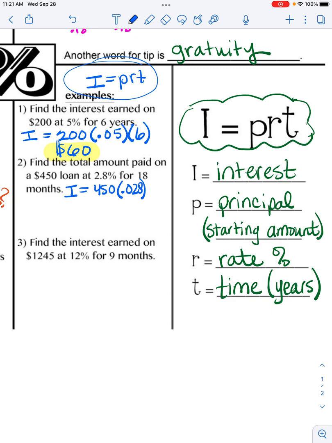We have to do that anytime we get rid of a percent sign. And then it says for 18 months, but we said that the time is always measured in years in this equation. So we have to ask ourselves, how many years is 18 months? If you don't know, you can divide the number of months by 12 because there are 12 months in a year. So 18 divided by 12 is 1.5. It's 1.5 years. So that's what I need to use in my equation. Always the number of years, not the number of months. So I'm going to put those numbers into my calculator. 450 times 0.028 times 1.5 gives me 18.90.